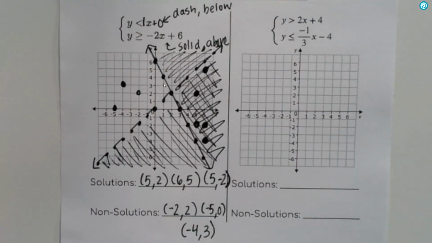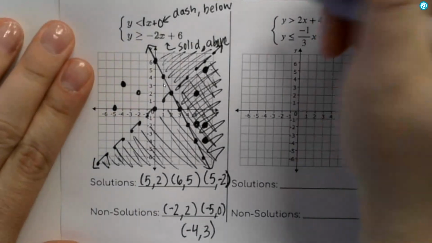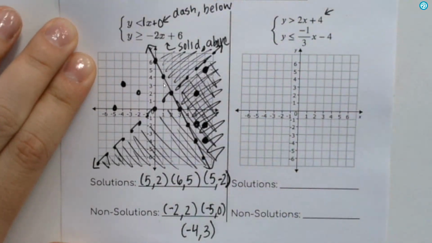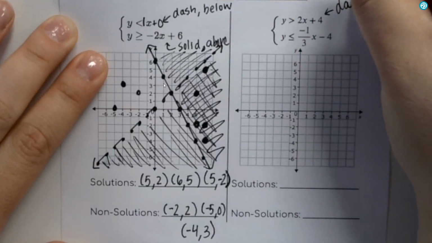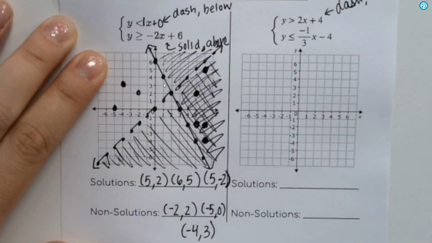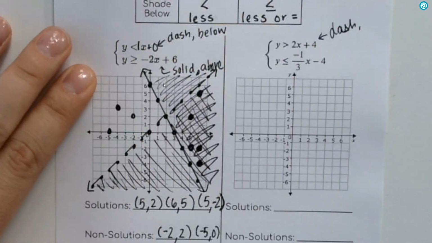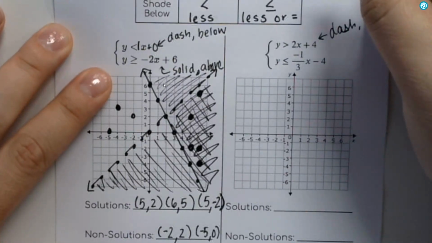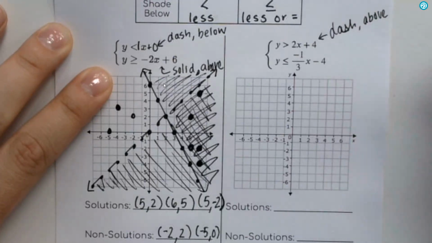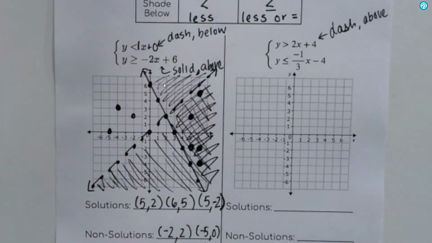So we've got y is greater than 2x plus 4. What type of line should I use for that? Dashed or solid? Dashed, okay. Somebody else, where should I shade that? Y is greater than 2x plus 4. Where should I shade? Above. Awesome. So for that first one, I'm going to do a dashed line and shade above it.